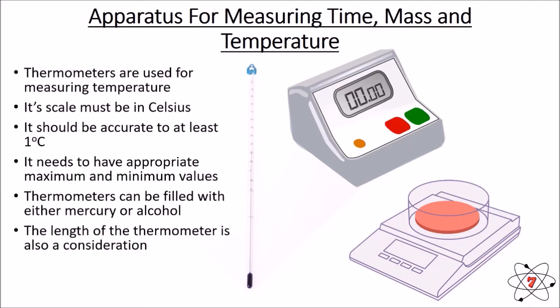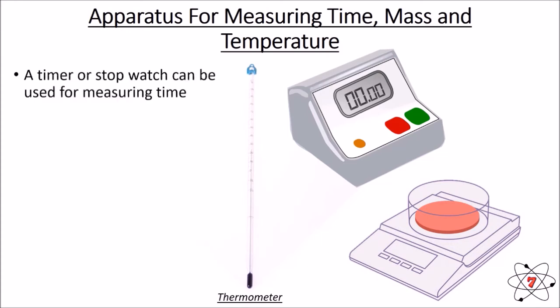You should also think about the length of a thermometer. Is it going to be balancing in a beaker? If so, a shorter thermometer might be useful. Are you going to need more accurate measurements? In which case, a longer thermometer might be more useful. So depending on the circumstances, the type of thermometer will be different. And as I've already said, you could use a data probe if you need real precise readings.